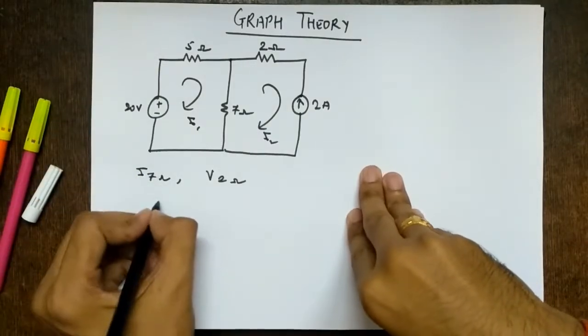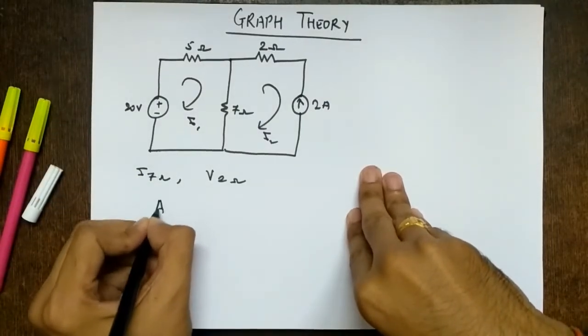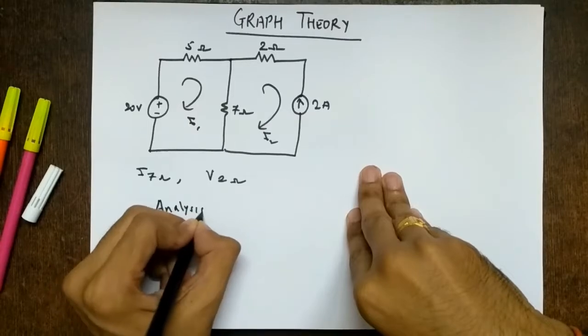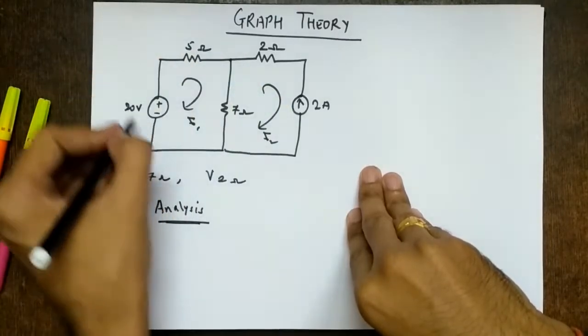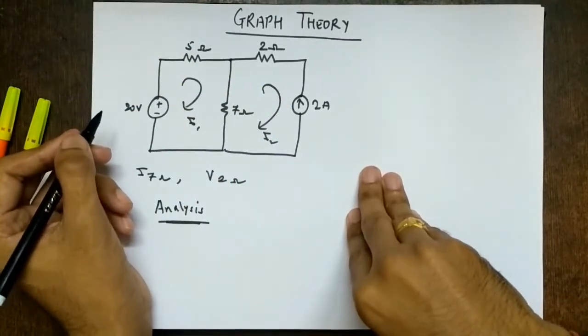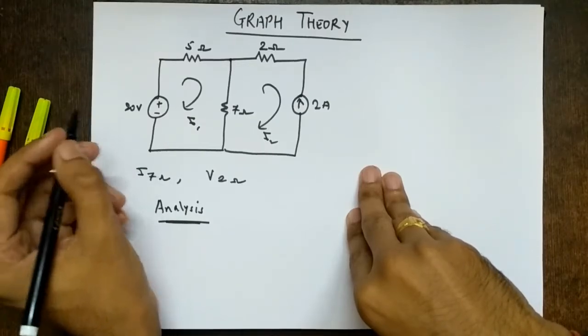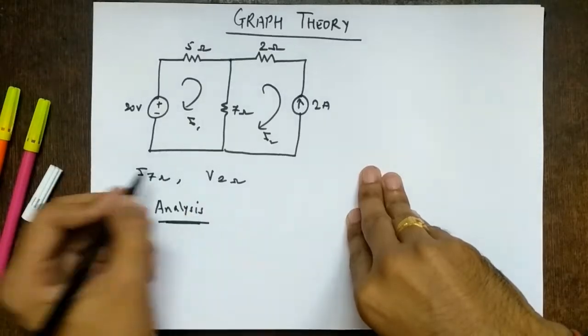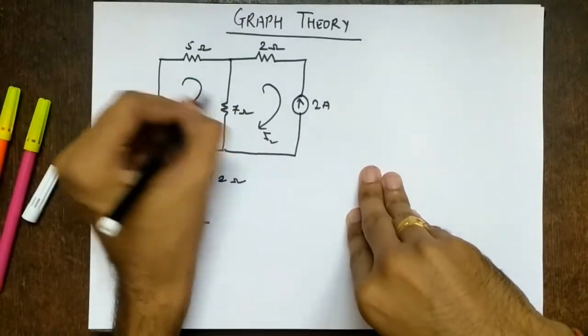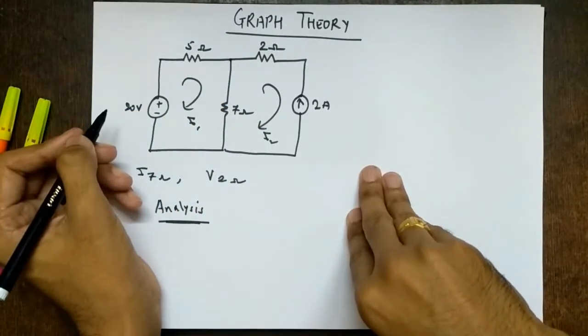So this type of work is called network analysis. Remember, I am saying analysis means a network is given and we can find the voltage across any resistor and the current flowing through any resistor, right? Or the voltage between any 2 points also we can find. So this is analysis, where a network is given and we find the voltages and currents, right?